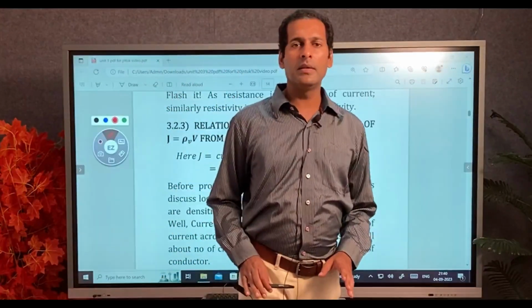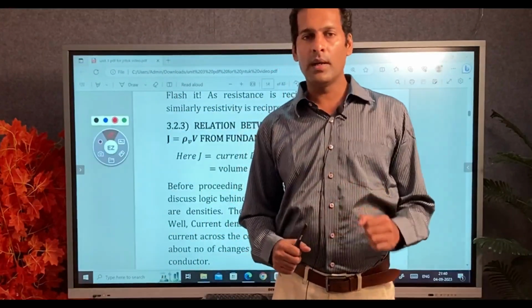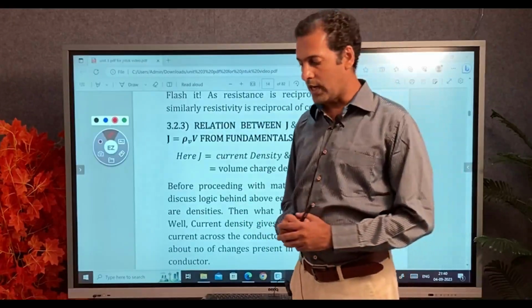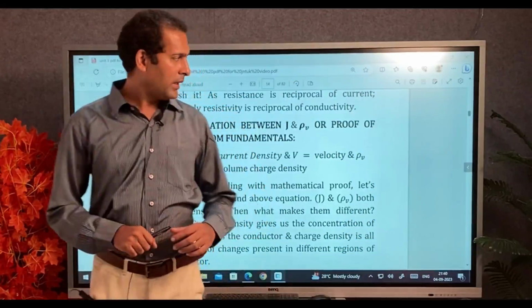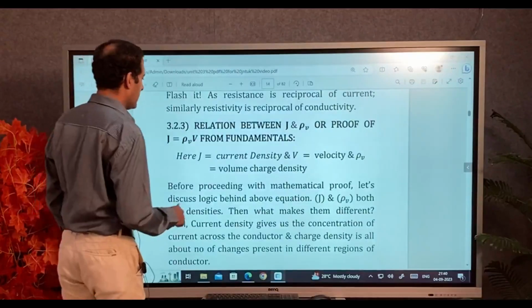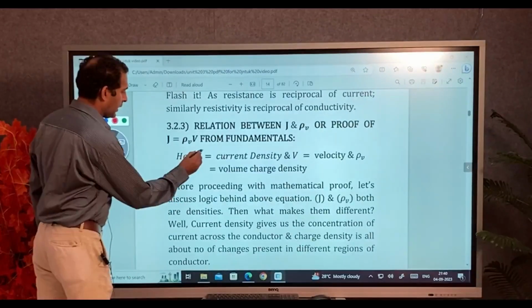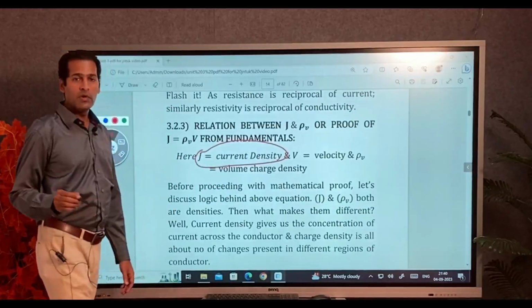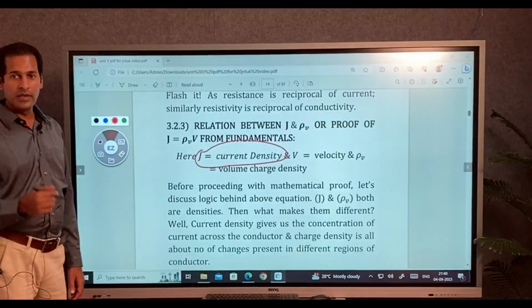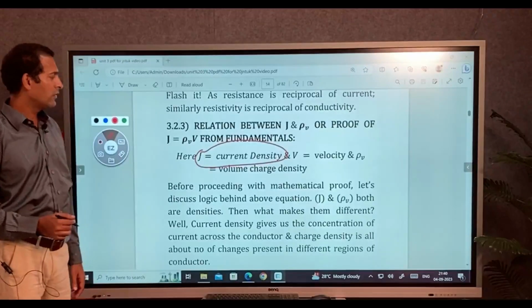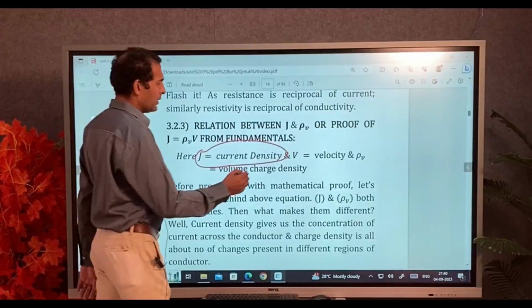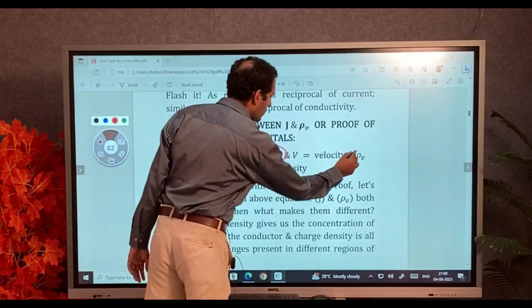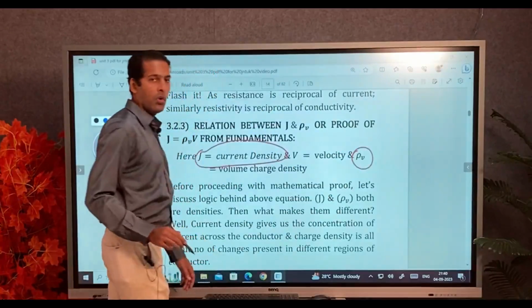Today we will discuss the relation between current and volume charge density. That is, J is current density. As we discussed in the previous session, we have discussed current density in detail. It is the density of current. Then we have to see the relation with rho v.